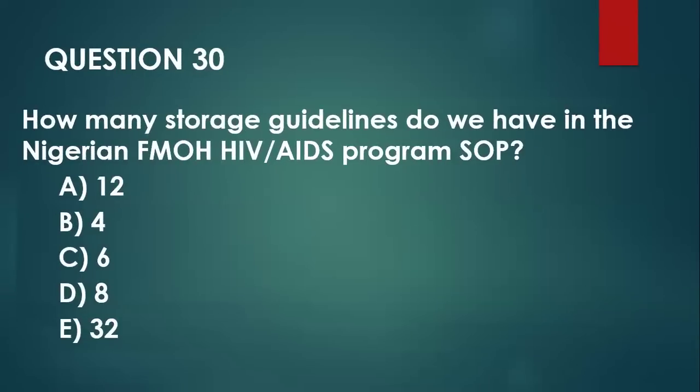Question number 30 again. All right, forgive me for that one. So how many storage guidelines do we have in the Nigerian Federal Ministry of Health HIV/AIDS program SOP? We do have 12. 12 apostles, 12 disciples, 12 guidelines.